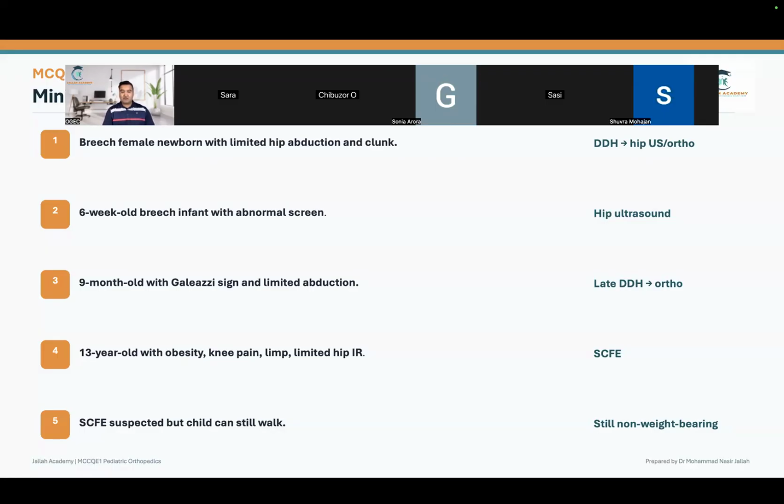Number 4: 13 years old with obesity. I have an adolescent, obese, with knee pain, a limp, limited hip and internal rotation. Internal rotation is restricted and the patient has hip, thigh, knee pain, adolescent, obese. It is slipped capital femoral epiphysis until proven otherwise. What do I do? I can do an X-ray, but it is an emergency. If you have the option for X-ray, you can do it, but you have to refer to orthopedics.